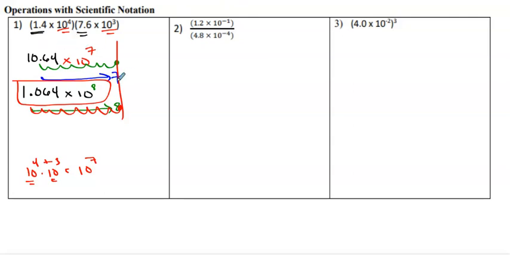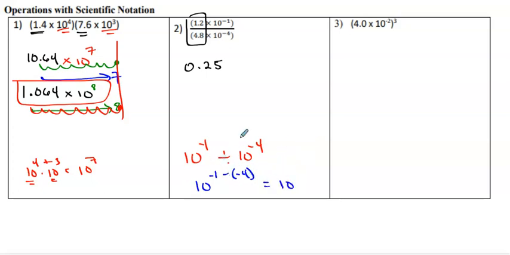Next example. We got one with multiplication, and now we got one with division. Same concept, so I'm just going to do 1.2 divided by 4.8, and I get 0.25. And I'm going to write this down here: 10 to the negative 1st divided by 10 to the negative 4th, which really means 10 to the negative 1st minus negative 4th. So when I divide, I subtract my exponents. And this gives me 10 to the, well, 2 minus signs become a plus sign, and it's 10 to the 3rd. So times 10 to the 3rd.